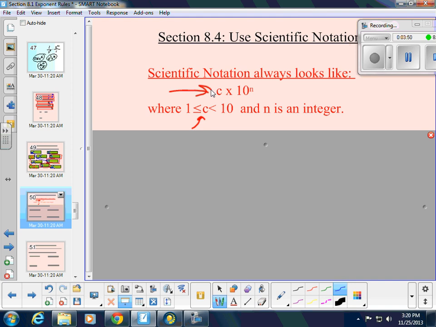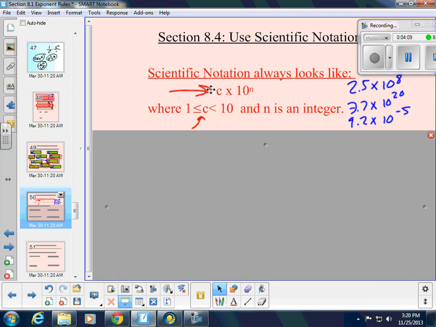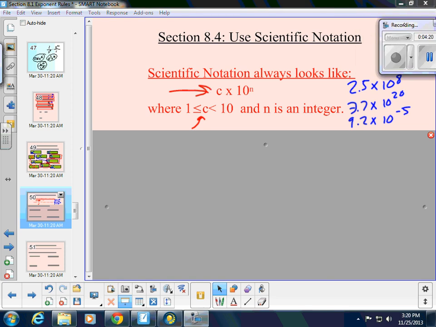Here are some examples of numbers in scientific notation. You could have something like 2.5 times 10 to the 8th power, or 3.7 times 10 to the 20th power, or 9.2 times 10 to the negative 5th power. We can also have a negative exponent, as we learned how to deal with already in this chapter. So these are numbers in scientific notation: just 1 digit to the left of the decimal times 10 to some power. Because there's an exponent involved, some of those old rules we learned already in this chapter we can use too when we're using numbers in scientific notation.